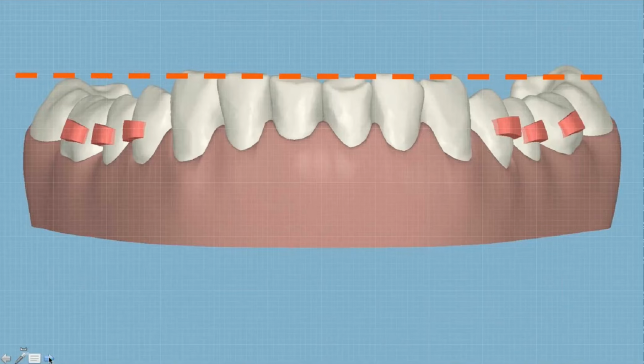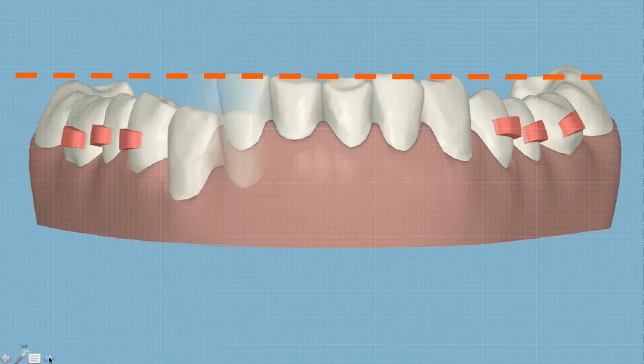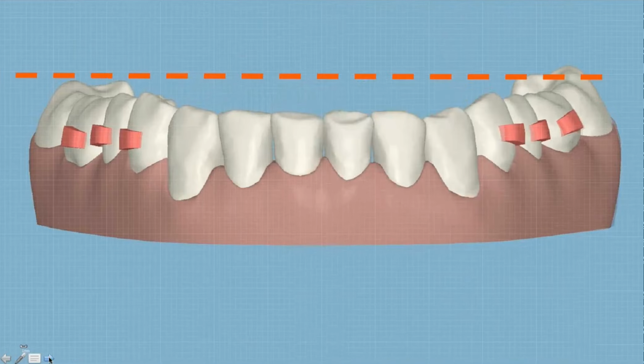Here's an example of that. Let's suppose that the dotted line represents where your case began, and you want to intrude these lower teeth. And the hope is that by the time you get to the last aligner, your teeth will look like this. We've shallowed out that curve of Spee a significant amount. Now I've got a big space between where the teeth were and where the teeth are supposed to be.